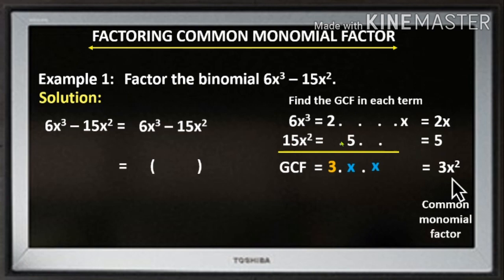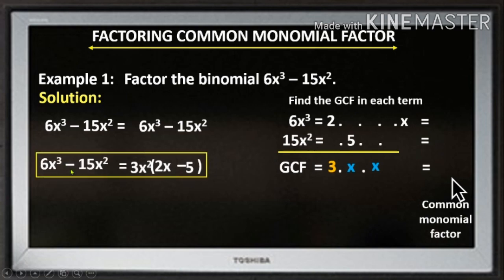Okay, now since this is our common monomial factor, we copy that one here as our common factor, and then we also copy 2x, and we copy the operation, minus, and of course what is left in the second term. So we have here 5. So therefore, 6x cubed minus 15x squared is equal to the product of 3x squared multiplied by the difference of 2x and 5, where 3x squared is the greatest common monomial factor.